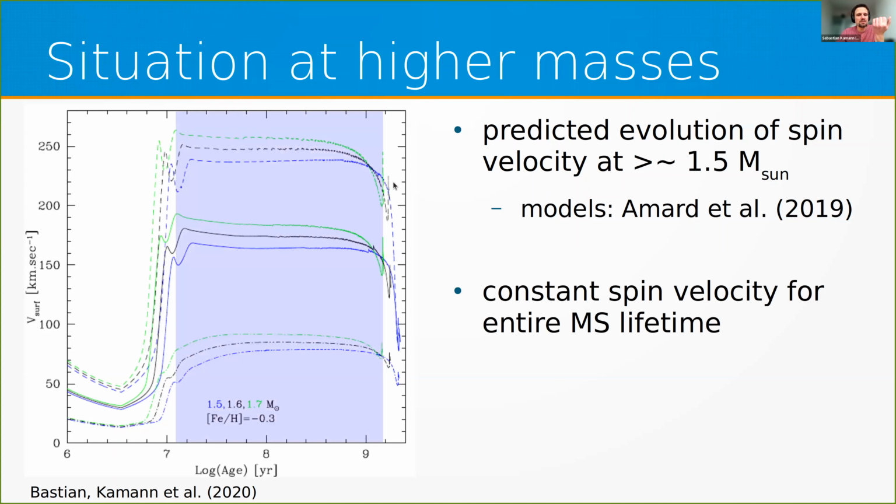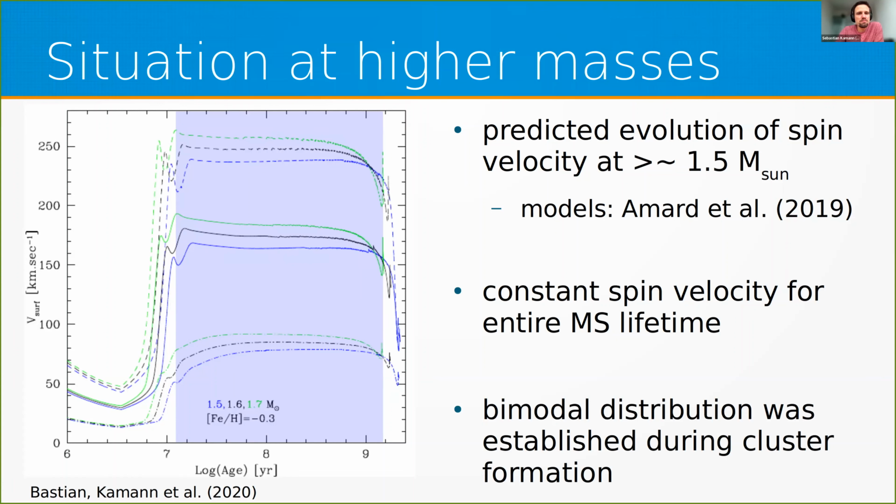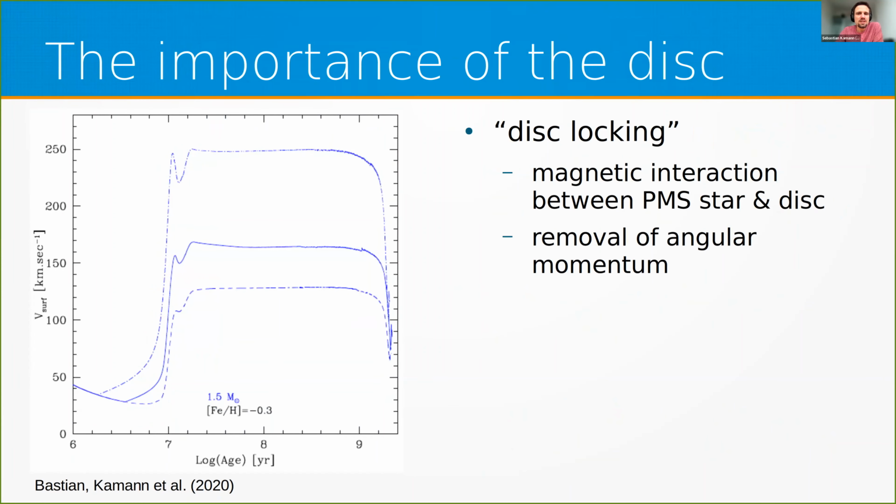So basically, if we find a way to set up the stars with some bimodal spin distribution during their pre-main sequence lifetimes, they will keep that bimodal spin distribution through their entire main sequence life. But what could be the mechanism that establishes a bimodal distribution during cluster formation? One idea that we had was that maybe it's disk locking, so that the spin of a star depends on how long it can hold on to its pre-main sequence circumstellar disk.